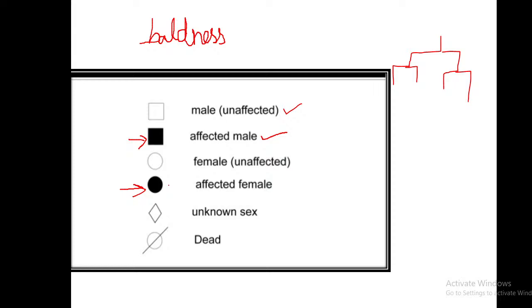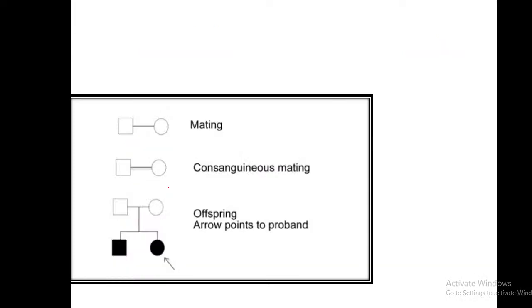That is an affected female. If it is unknown, if the sex is not determined properly, the symbol which is used is a rhomboid shape. And if there is a chance for the offspring to die, the symbol which is used is this. These are the common symbols which are used in drawing the pedigree chart.